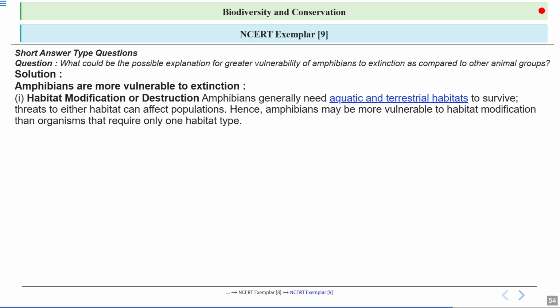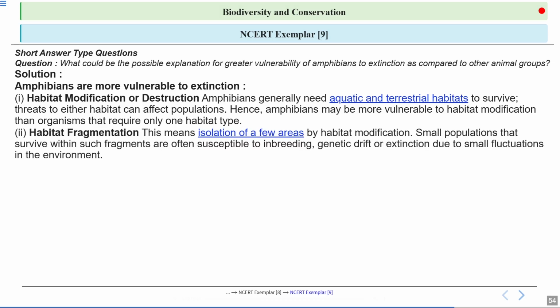How? Let's see that. Amphibians need both water and land to live. So if either of these environments is changed or destroyed, it can harm their survival. Unlike animals that only need one type of habitat, amphibians are more at risk because they depend on both habitats, land and water, making them more sensitive to environmental changes like pollution, deforestation, or wetland loss.